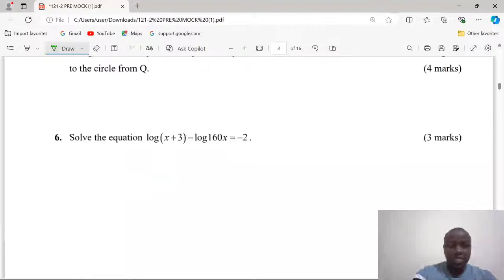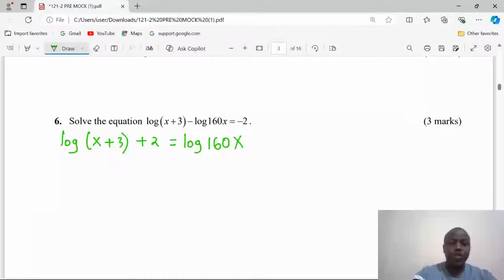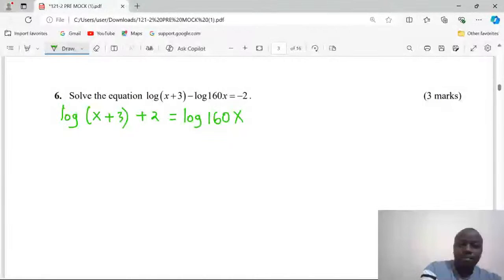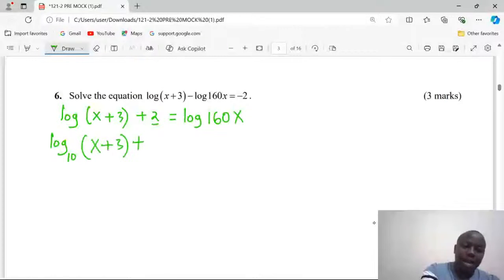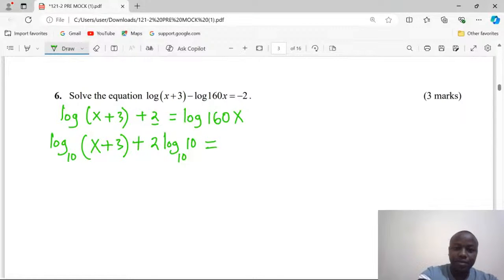Then now we proceed. I can choose base 10 in this equation. Even when there is a constant 2, log to base 10 is also introduced. Therefore, I'm going to have the log to base 10 of x plus 3 plus 2, the log of 10 to base 10, because we know that the log of a certain number to the same base is usually 1.